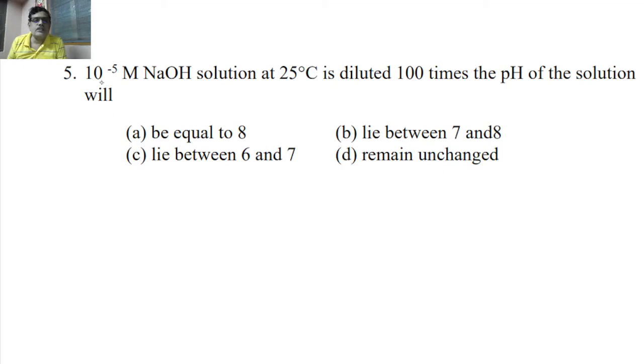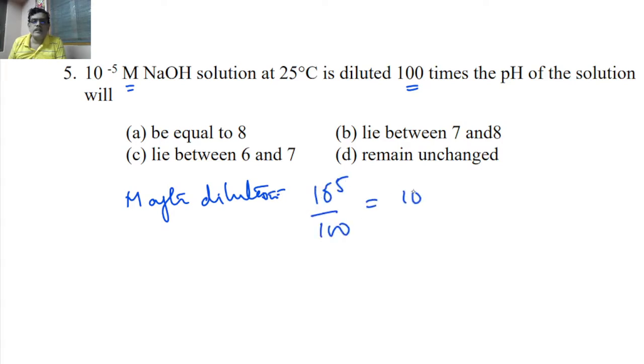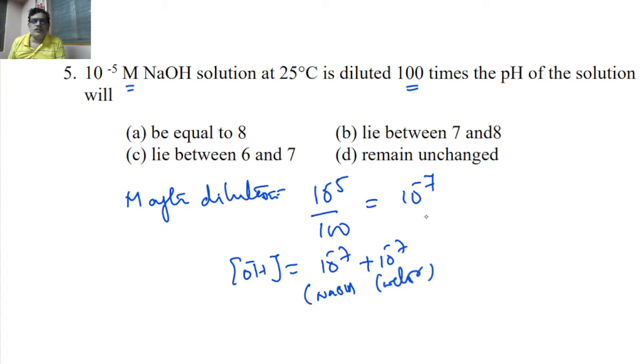So another similar question is here. A 10 to the power of minus 5 molar NaOH solution is diluted 100 times. The molarity of the solution after dilution you may calculate using M1V1 equals M2V2, or simply 10 to the power of minus 5 divided by 100. That means it will be 10 to the power of minus 7. So the concentration of OH minus will be 10 to the power of minus 7 plus 10 to the power of minus 7, that is from NaOH and this is from water, and that will be 10 to the power of minus 7 into 2.